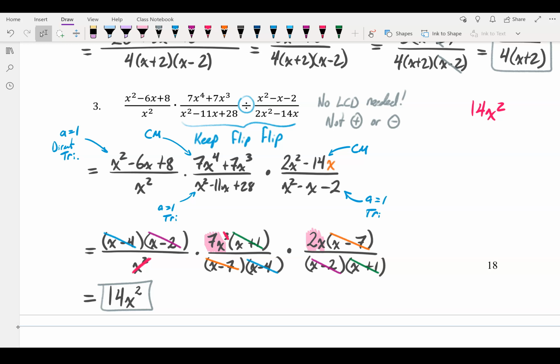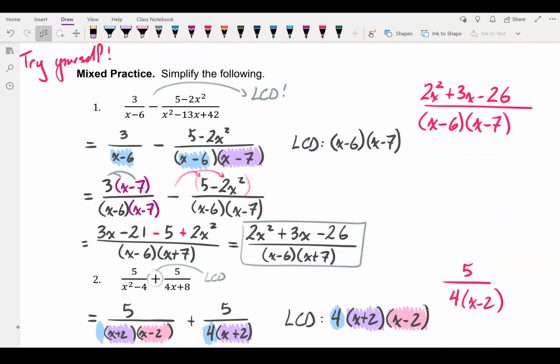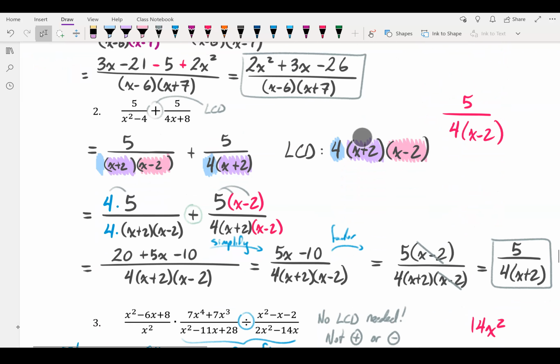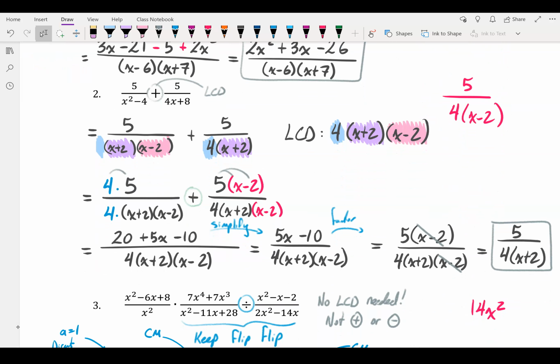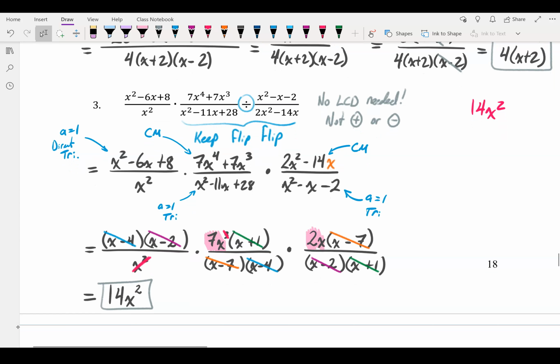Anyway, that's how you do these. So let's look at the commonalities. First question was subtraction. If it's subtraction, you need the LCD. If you need the LCD, you got to factor first, get the LCD, and then do all your grouping and simplifying. Second one was an addition. Exact same steps, except you don't have that pesky minus mucking up the works. So that's how that one worked out. The last one doesn't have an add or a subtract. It only has multiply and divide, which means we don't need LCD, but we do need to do our regular rules for multiply and divide.